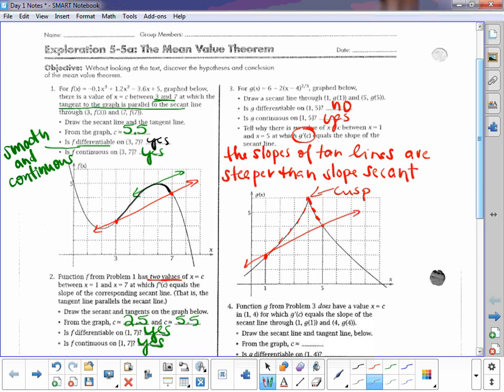Not looking for any earth-shattering mathematical discovery here. Just your explanation as to why it's never the same. You could have said that the slopes of your tangent line are never the same value as that secant line, or whatever you want for that. So this is interesting because for the first time we've seen that it did not meet one of these conditions. It was continuous, but it was not differentiable. And interestingly, we don't have a parallel tangent line.